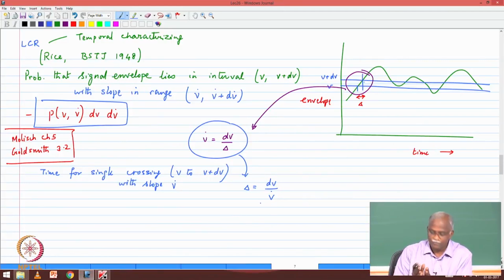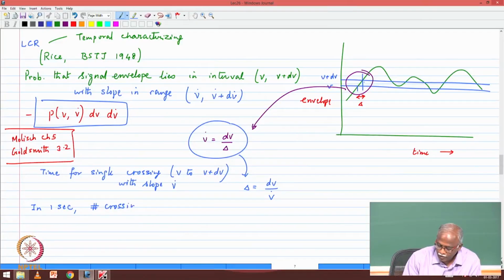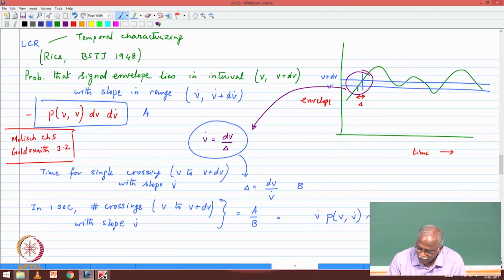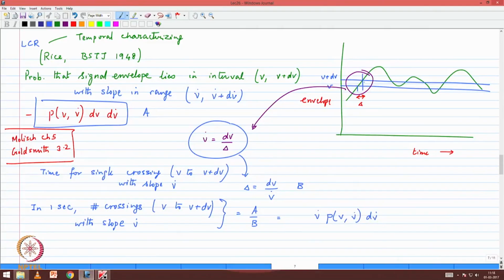So just follow this argument: in 1 second, the number of crossings of the same interval from V to V plus dV with slope V dot is given by, if this is A and this is B, A divided by B, which, if you write it down, comes out to be V dot P of V comma V dot dV dot. So that is the number of crossings.